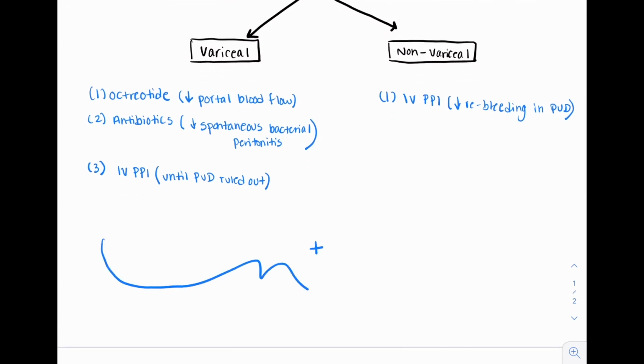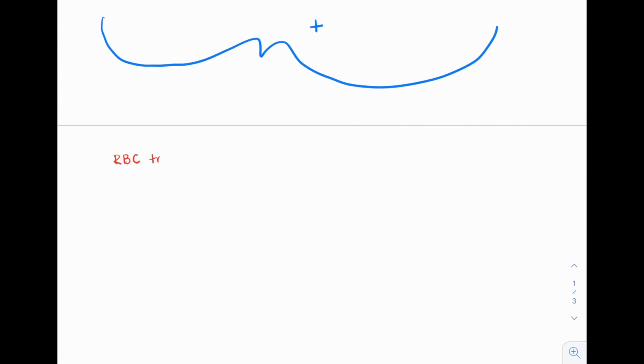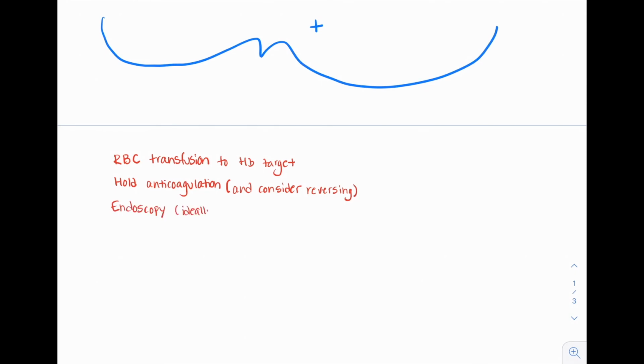In addition to the above specific treatments, all patients with upper GI bleed, regardless of the source, should be treated with the following: packed red blood cell transfusions to reach the patient's hemoglobin target, which is usually 70, hold anticoagulation and consider reversing depending on the clinical scenario, call GI for endoscopy, which ideally should be performed within 12 hours, and keep the patient NPO. This can be remembered by the mnemonic, blood is red.